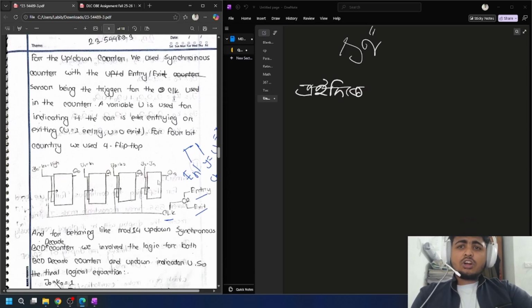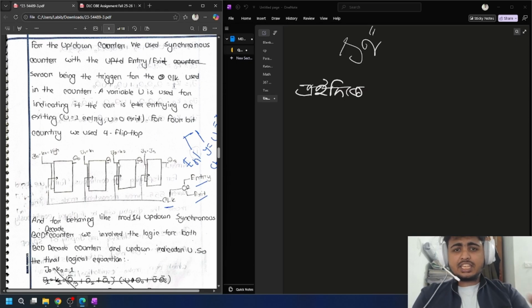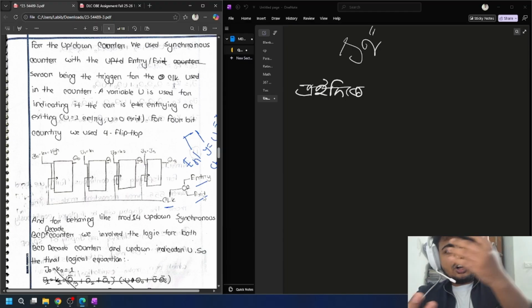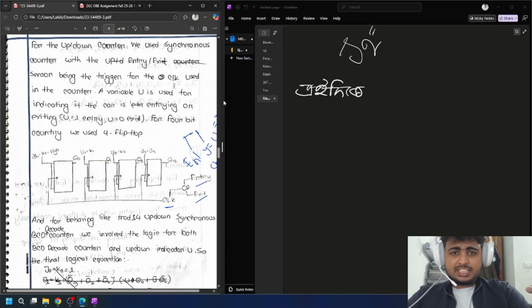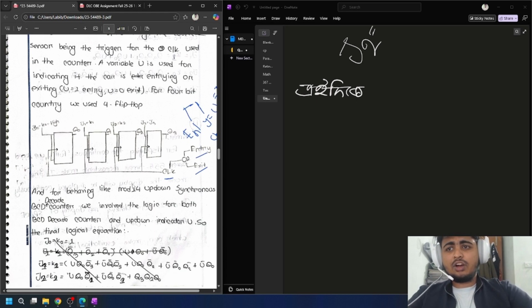For the clock used in this counter, we use the exit or entry sensor. That means when either the exit or entry sensor gets triggered, it acts as a pulse for the clock. When any of the entry or exit gate sensors gets triggered, it pulses the clock, and it will trigger the whole counter.